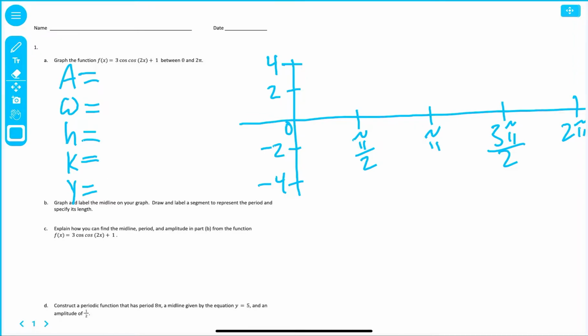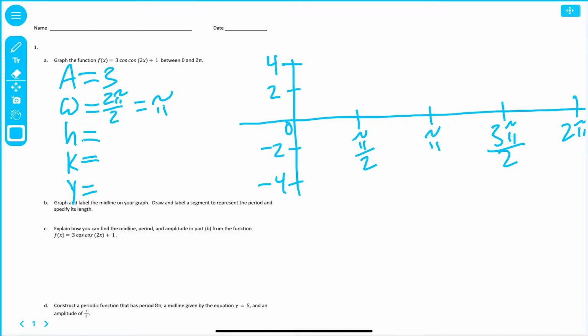Now, first thing you do whenever we graph, we're going to list our amplitude, our period, our horizontal translation, our vertical translation, and the midline. So what is the amplitude here? 3. What is the period here? Why is it pi? Where did you get that from the function? Why is it over 2? The 2x, yeah. So we always have 2 pi over 2, and that is just simply pi.